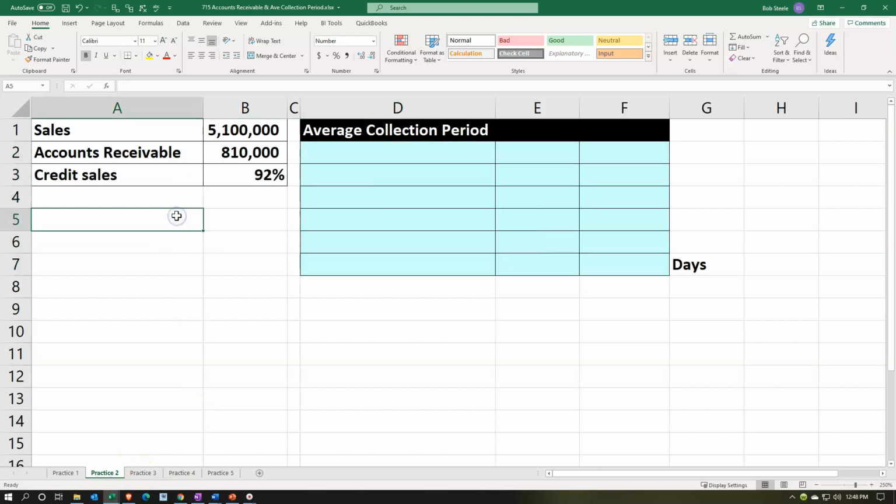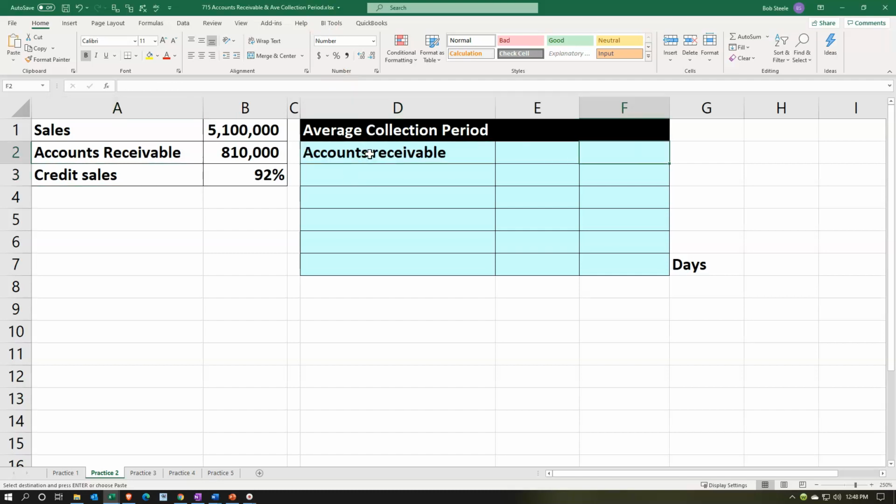So we have similar information up top, just slightly different in that we have the sales, and then we're going to have the percent that's going to be the credit sales. We have the average collection period, and that's going to be calculated as the accounts receivable divided by the average daily credit sales. So we'll start off with the accounts receivable, same formula we'll have up top.